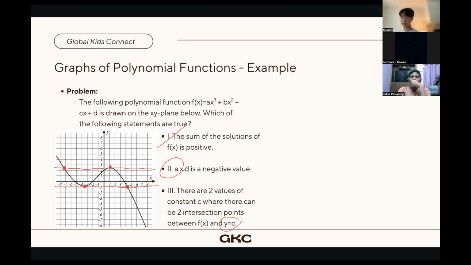And so yes, there are two values of the constant c where there can be two intersection points. The exact values of c will be -1 and roughly between 2 and 3. So let's say we could say 2.5. But the exact values aren't important. It's just we know that there are only 2 points. And so the only true statements are statement 2 and statement 3. Before we move on, any questions?